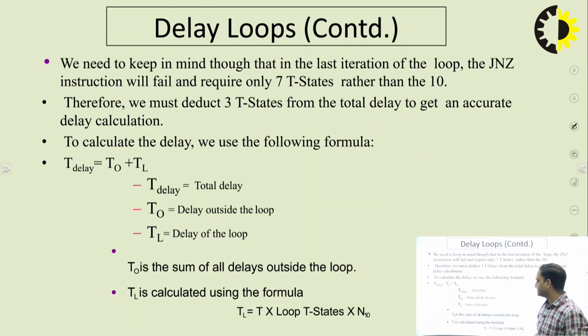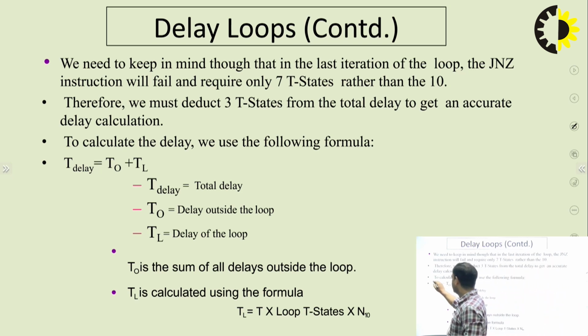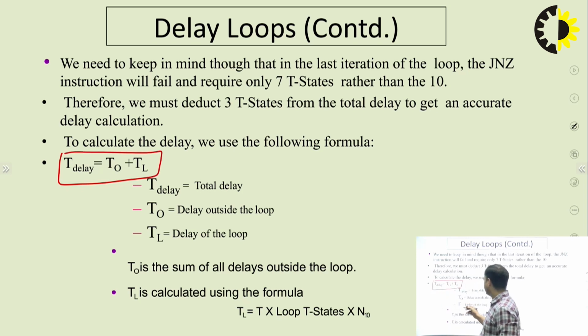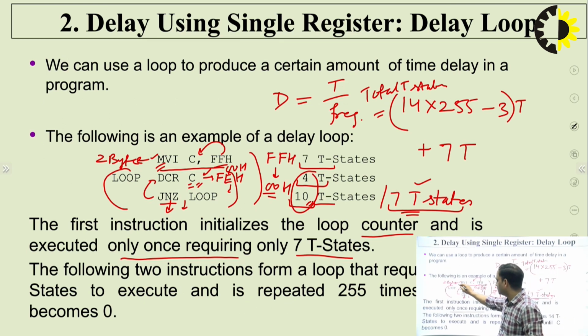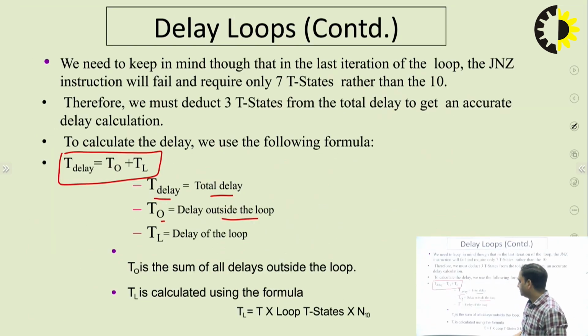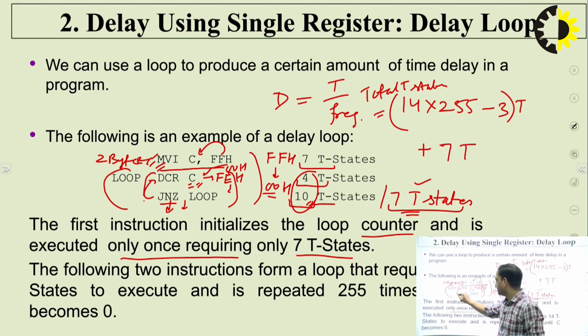So we can see this calculation. For that, the general formula is: total time delay, T delay, is equal to T out plus TL. T delay is the total delay, T out is the delay outside the loop. So what is outside the loop? The MVI. Then the delay of the loop, which is for the DCR and JNZ.